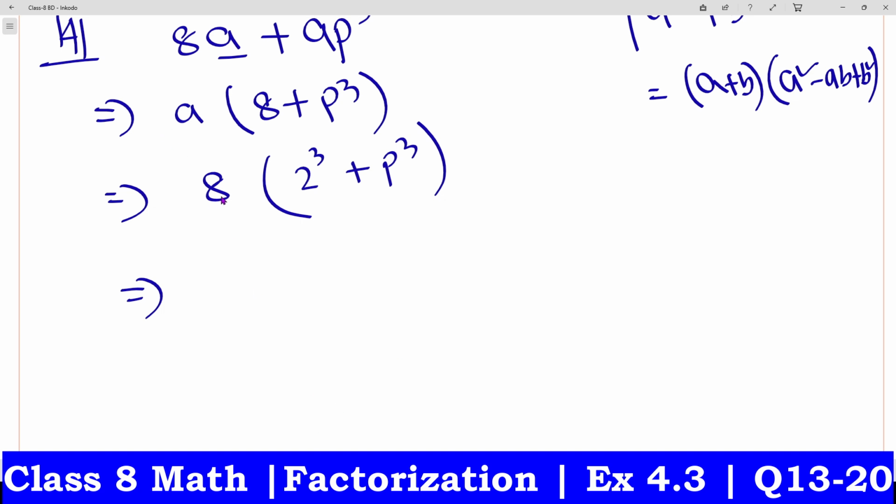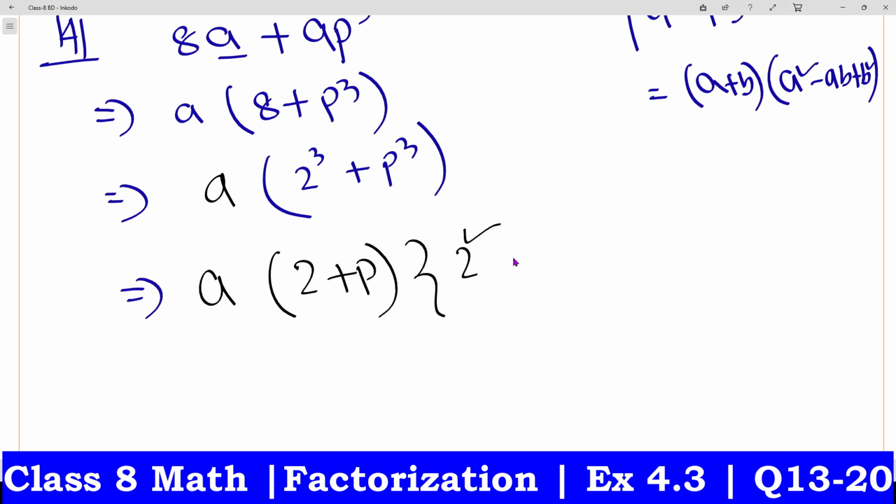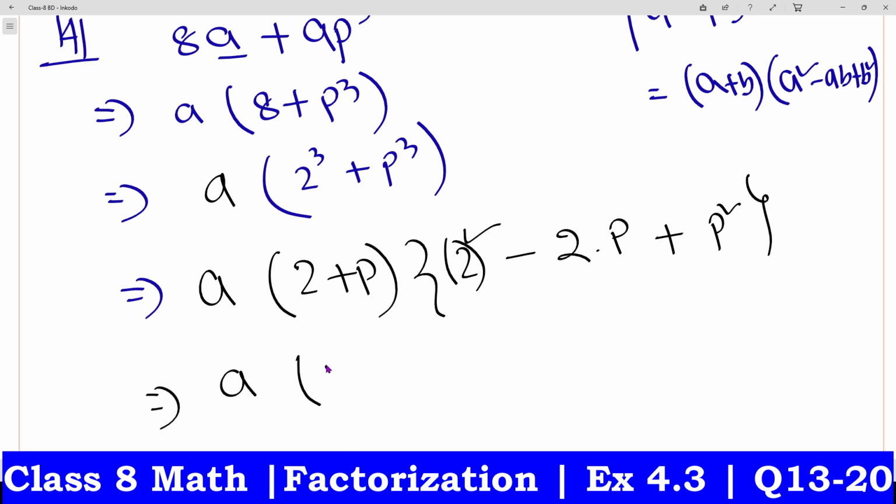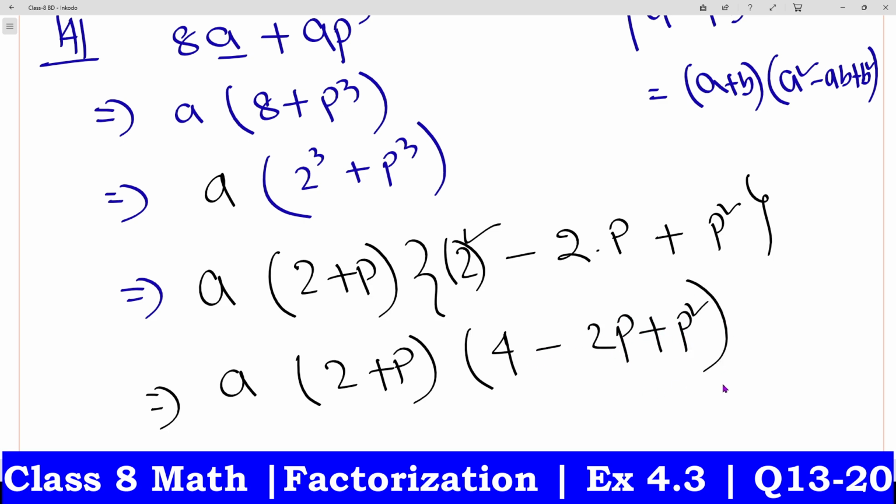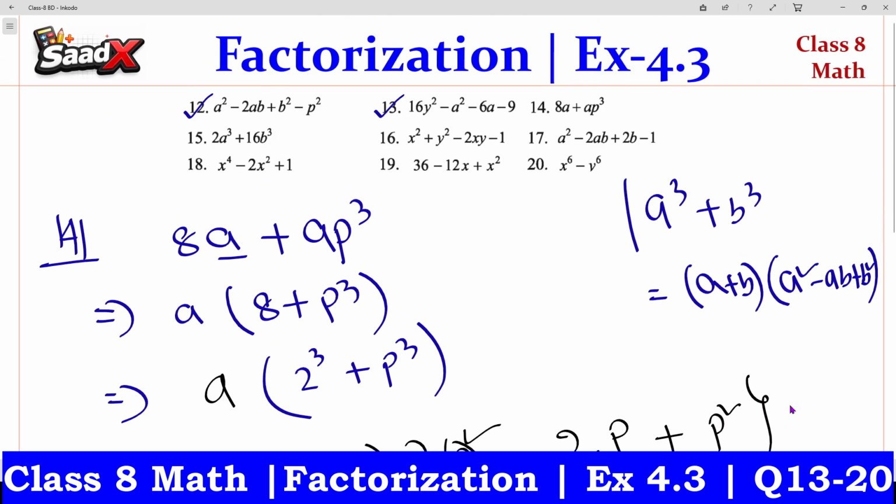So in this case, here is a, it's a, right? This is a. So a, and here is 2 plus b and 2 square minus 2 times b plus b square, right? So our answer will be a times 2 plus b and here is 4 minus 2b plus b square. Okay, so number 14 done.